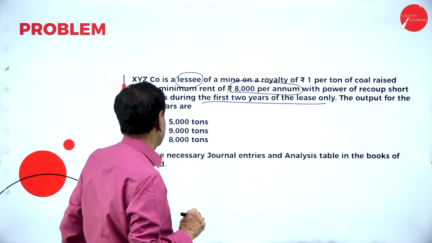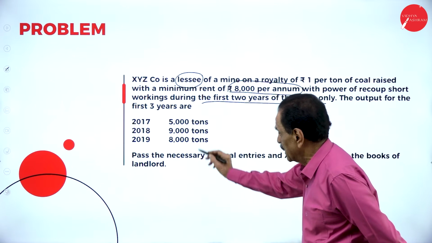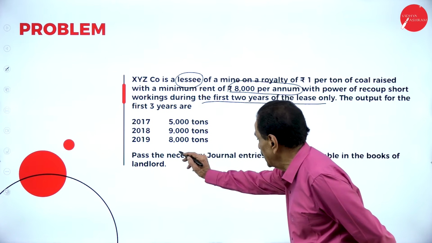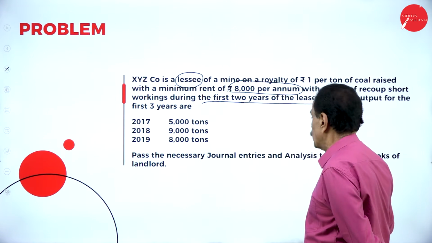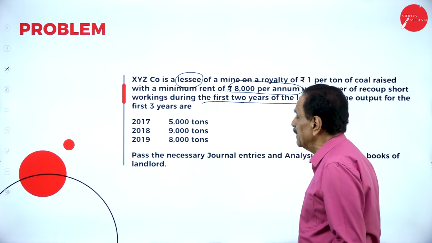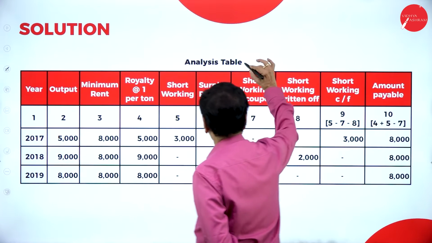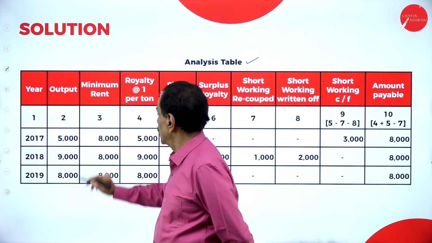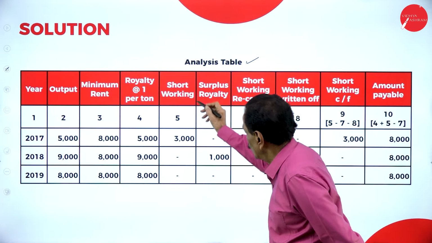The output for the first 3 years: 2017, 5,000 tons; 2018, 9,000 tons; 2019, 8,000 tons. Pass journal entries and analyze in the books of the landlord. So they ask only the journal entry. First you will make the table. Here this is necessary. Second one output. Next is the minimum rent. Next is the royalty per ton, short working.